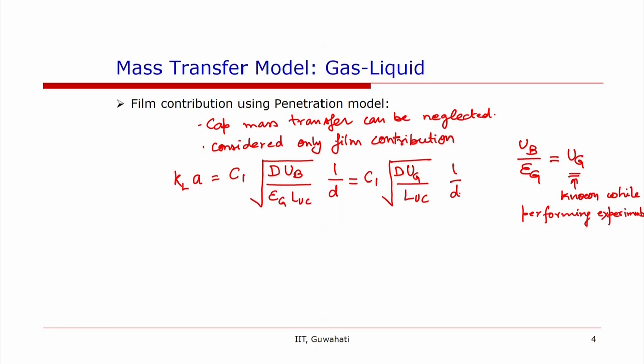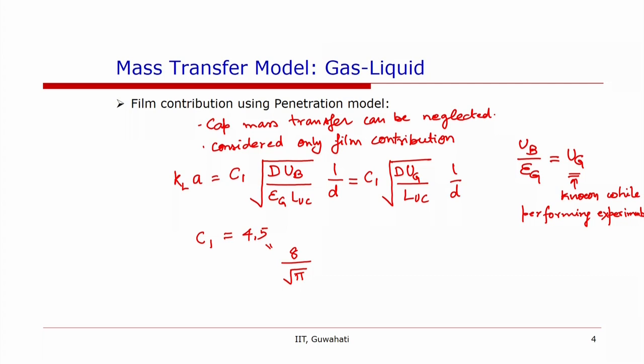And what they found from comparison with the experiments, in circular as well as rectangular capillaries, is that C1 is about 4.5. The value from the earlier model was about 8 divided by root pi, which is very close to this value.